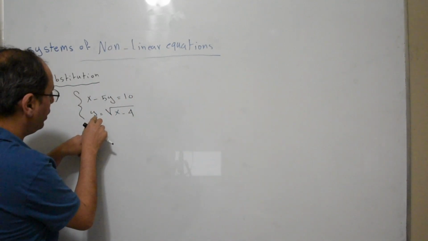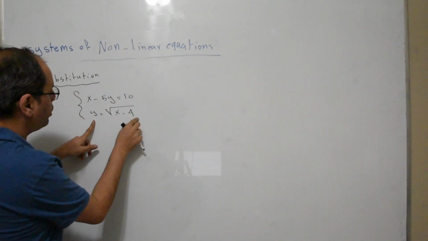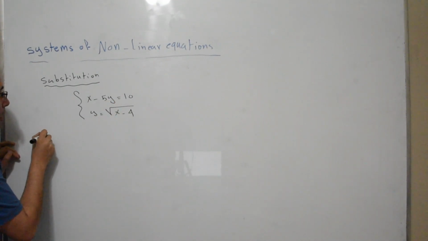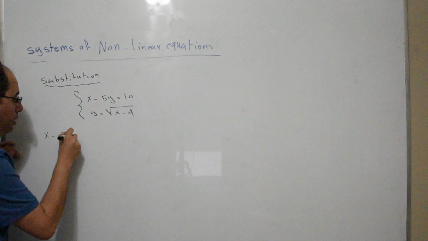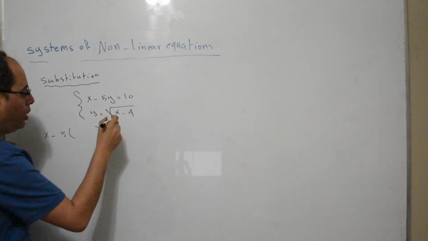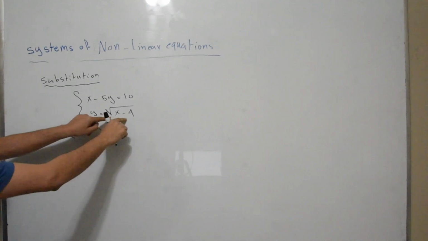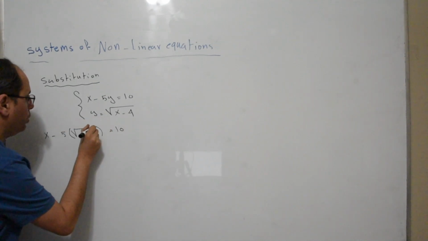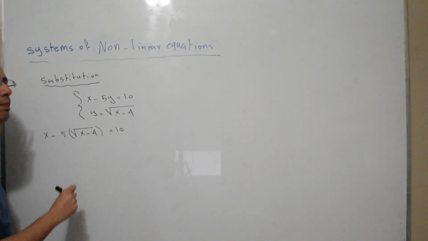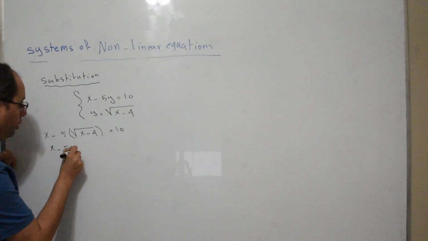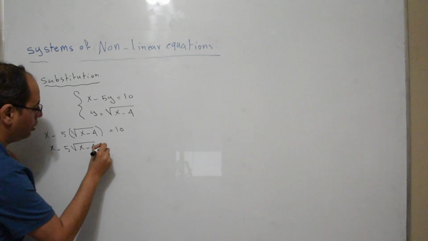So I'm going to plug the square root of x minus 4 instead of y here. I'm going to write the equation again: x minus 5 times, instead of y, I'm going to plug this, and this is equal to 10. So now I have my equation, x minus 5 root x minus 4 equals 10.